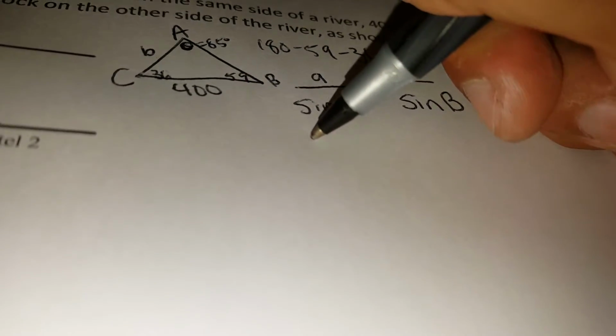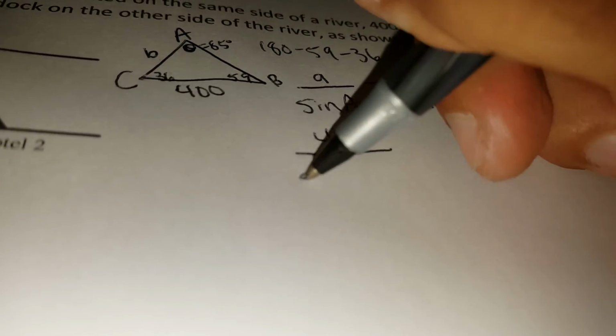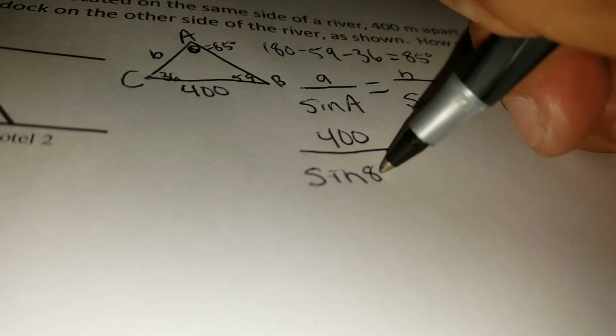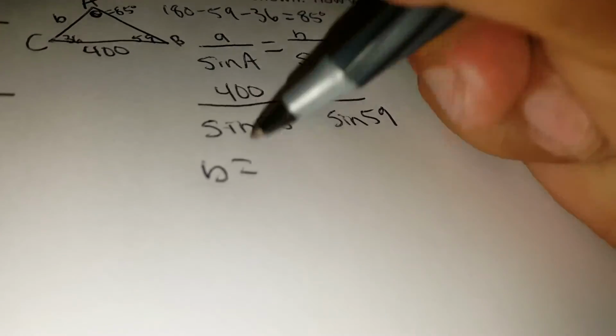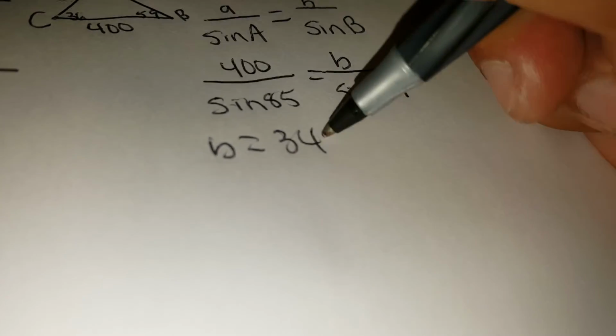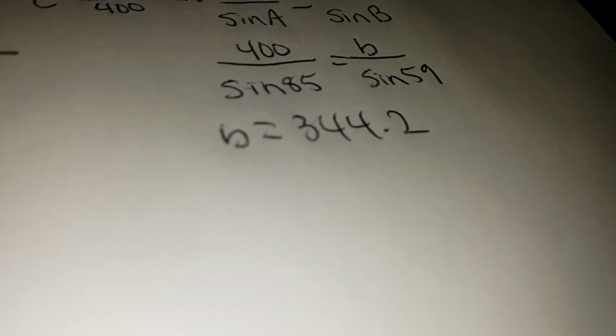Okay. So A is 400 over the sine of 85 equals B, which is what I'm trying to find, over the sine of 59. Now, I'm not going to show the cross multiplying again because you should know how to do that now, and I've shown you in the previous question. So for the interest of time and space, I'm not going to do that. So when I solve for B, I would get 344.2. Okay, so that's B.